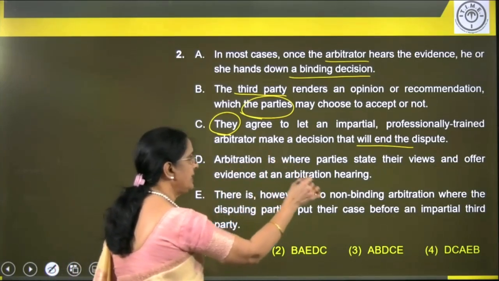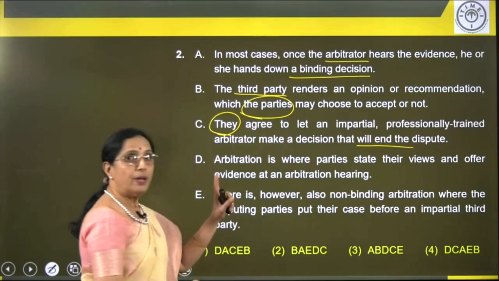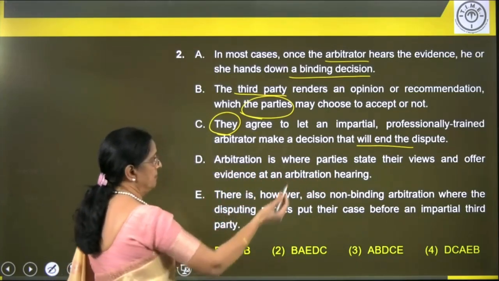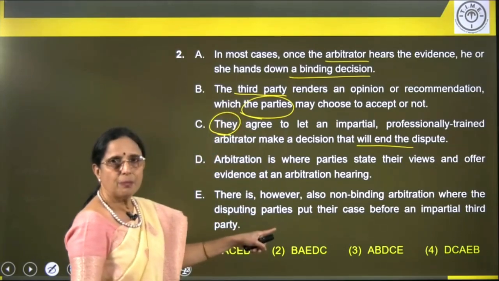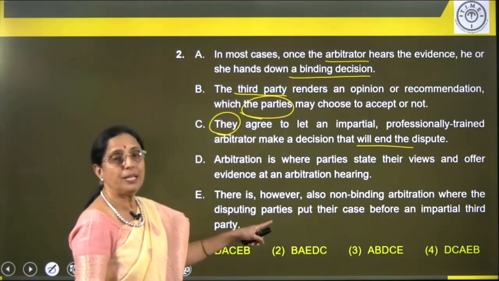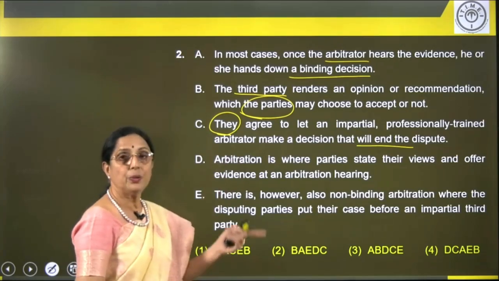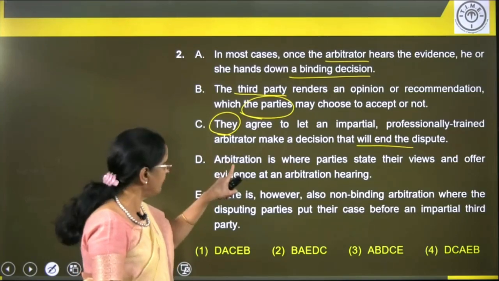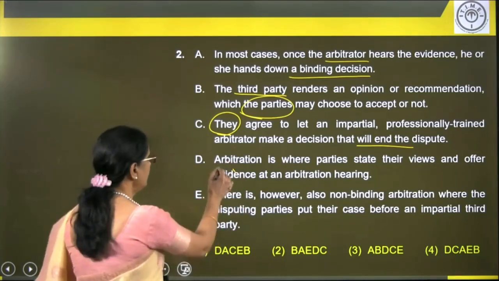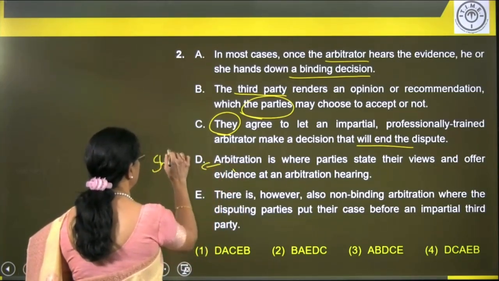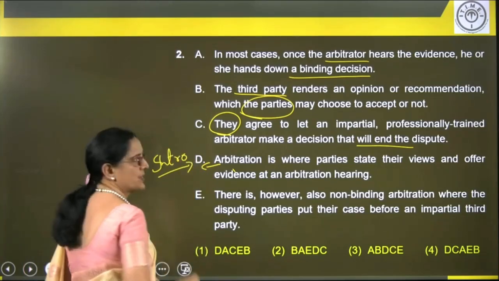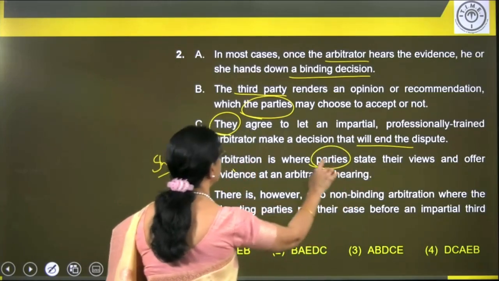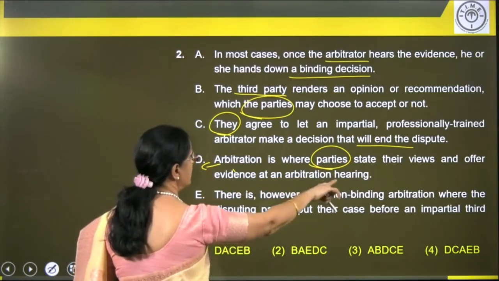Arbitration is where parties state their views and offer evidence at an arbitration hearing. So the entire paragraph is about arbitration. What's the topic? Arbitration is the topic. So don't you think we should start the paragraph with this statement? Yes, this is good as an intro statement. Parties state their views and evidence and so on.